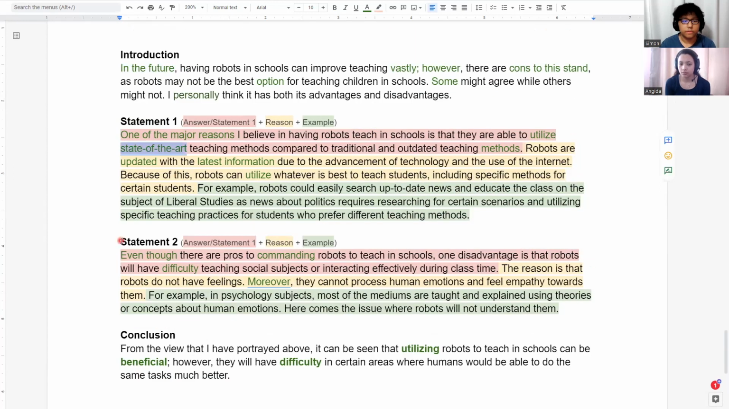Okay, so for statement 2, it's the same thing. And my answer is even though, which is a good vocabulary you can use, and it's a coherence word. There are pros to commanding robots to teach in schools. I would say I'm going to talk about the disadvantage. So one disadvantage is that robots will have difficulty teaching social subjects or interacting effectively during class time. The reason is that robots do not have feelings.